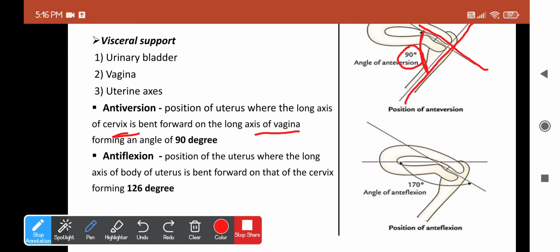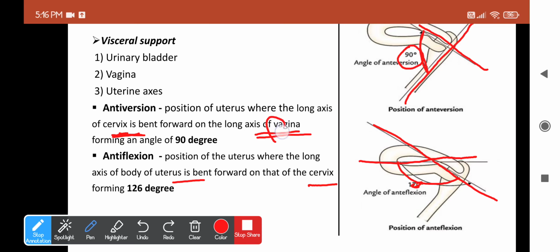Okay, and then you have the anteflexion position, which is the position of the uterus where the long axis of the body of the uterus is bent forward on the cervix. So this is the long axis of the uterus bent forward on the long axis of the cervix, and this will form an angle of 126 degrees. It will be given as 170 in most of your books, but it's actually 125 or 126 degrees. Okay, so this is called the angle of anteflexion. If you're quite confused, this would help. If you see, the long axis of the cervix is common in both. Even here you have the long axis of the cervix and here the long axis of the cervix, which is common for both the angles. And in case of anteversion, it is the long axis of the vagina.